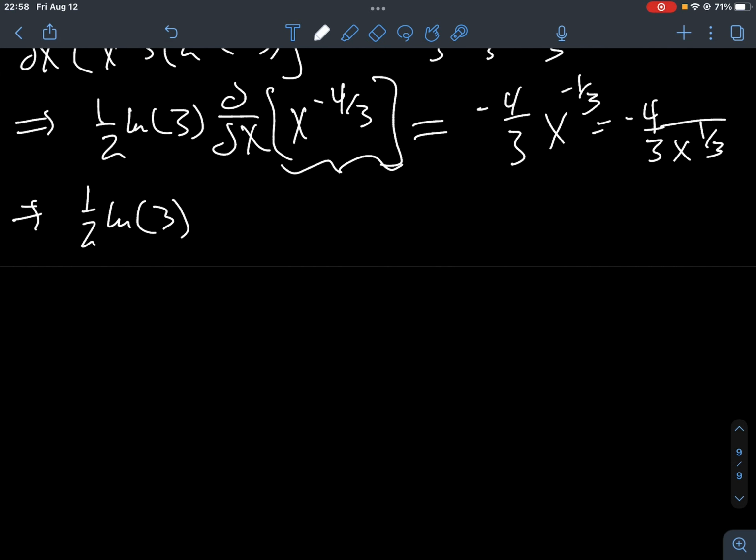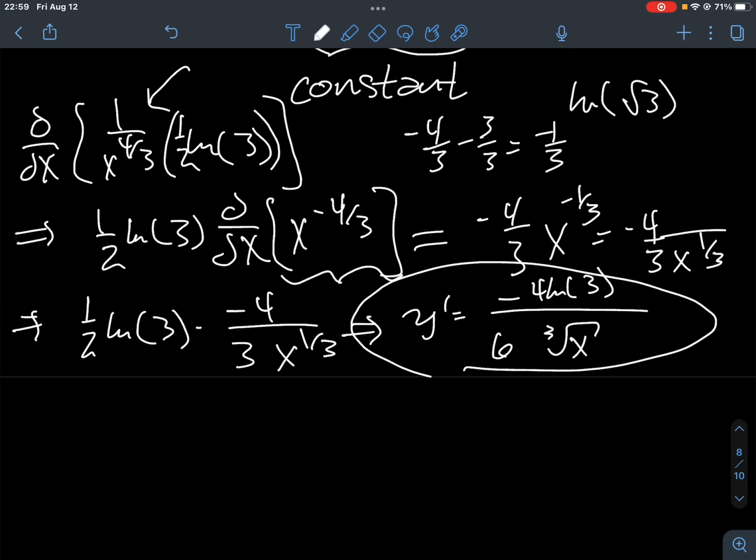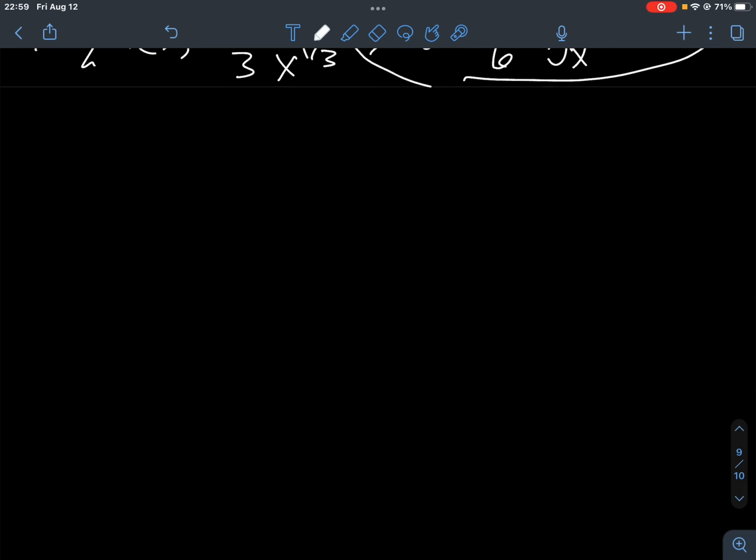So we're going to get multiplied by negative 4 over 3 x to the 1/3. So y prime is going to be equal to, well, negative 4 times 1 is negative 4 still, over, what, negative 4 ln of 3, over 2 times 3 is 6, third root of x. What I did there is I rewrote x to the 1/3 as a third root of x. Same thing. So there's our answer. Example 7.